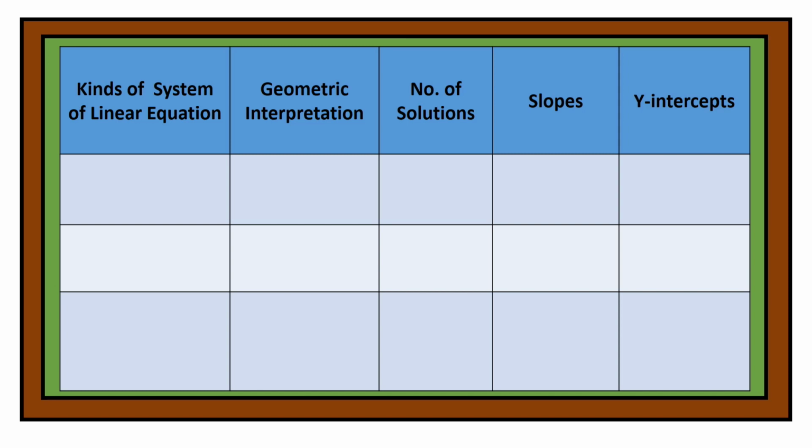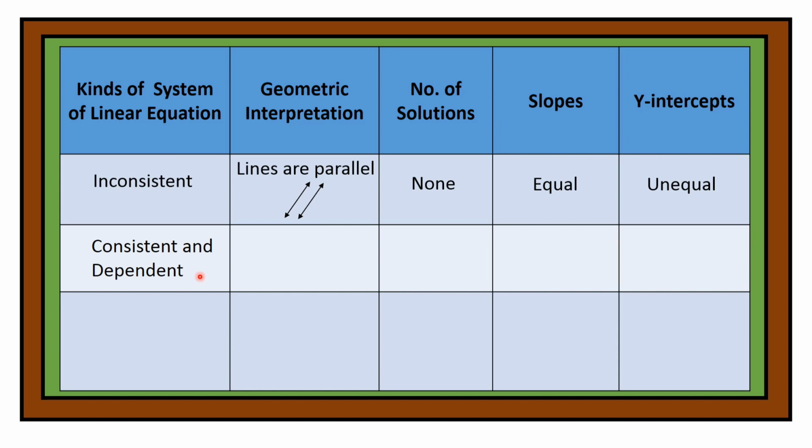Let us summarize the kinds of system of linear equation: the geometric interpretation, number of solutions, slopes, and y-intercepts. So ang una ay tinatawag na inconsistent system. The lines are parallel. It has no solution. The slopes are equal and y-intercepts are unequal. Next ay ang tinatawag na consistent and dependent system. So the lines coincide. It has infinitely many solutions. Since sila ay nag-coincide, lahat ng points na kanilang dadaanan ay ang kanilang solution. Slopes are equal and y-intercepts are also equal.